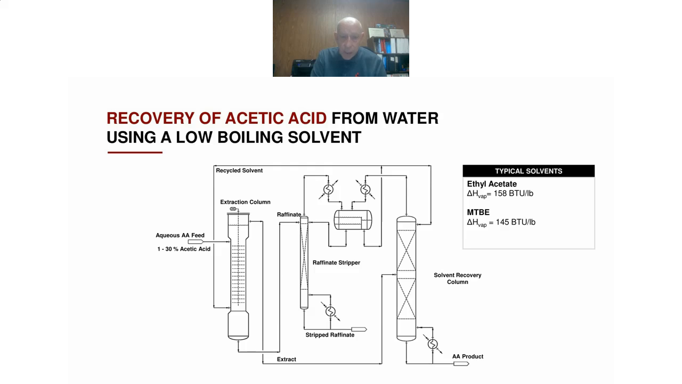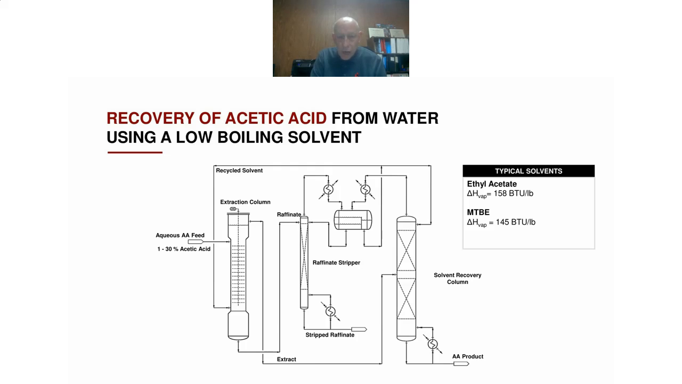So in this example, if we have acetic acid that we want to extract, typical solvents for acetic acid are ethyl acetate and MTBE. You can see their heat of vaporization is quite low, much lower than water, and that's why these processes are very economical.